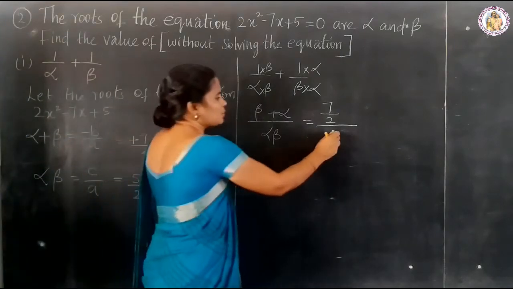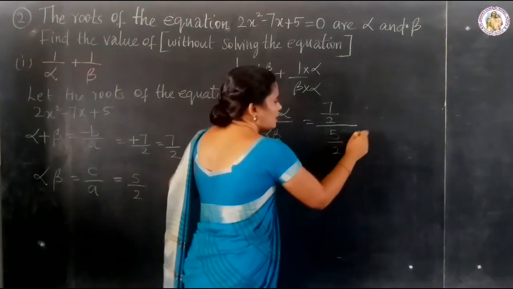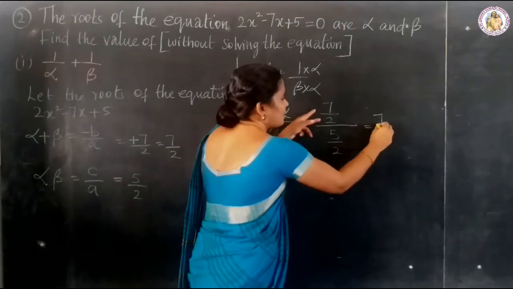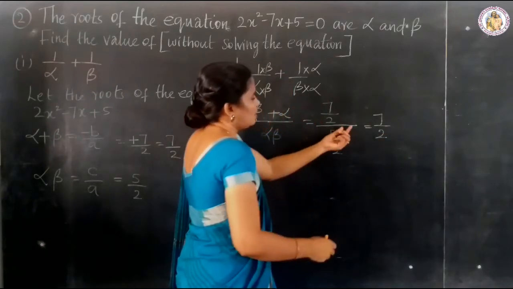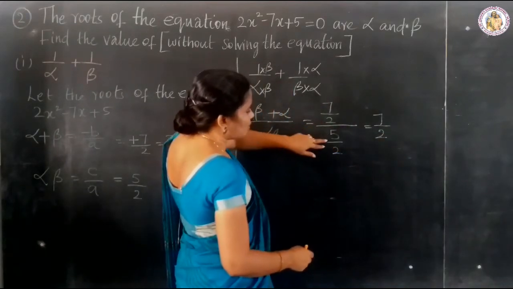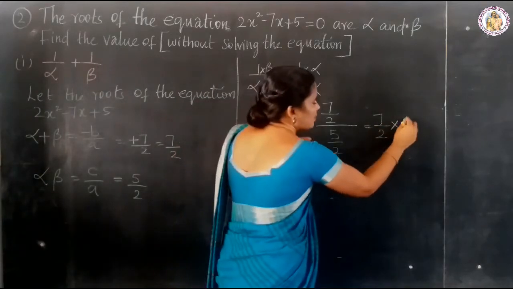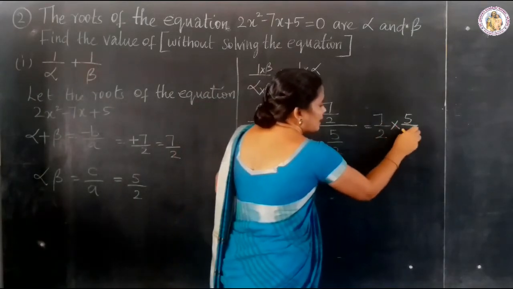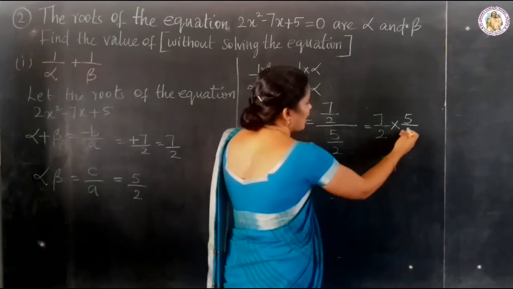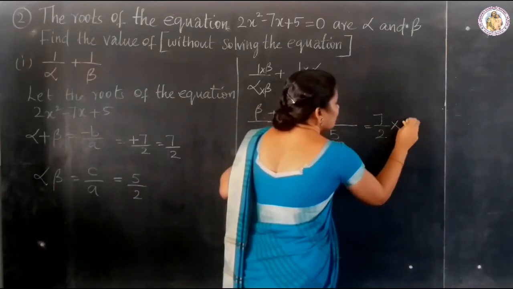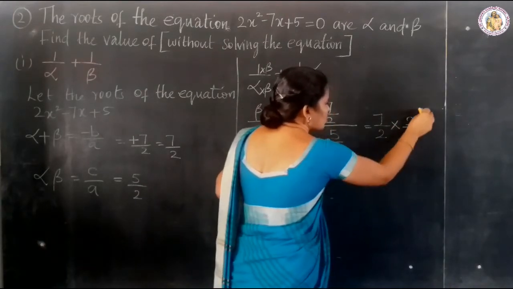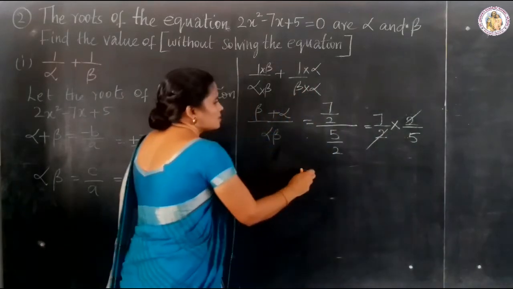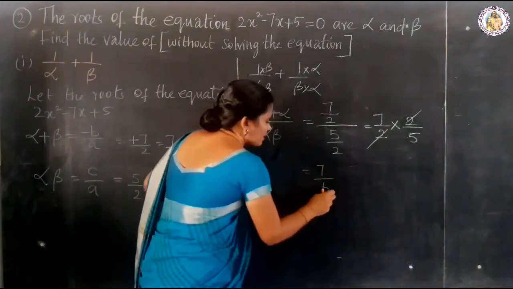So in the next step, write 7 by 2, and here we have in division 5 by 2. Now take the reciprocal and multiply, so the reciprocal of 5 by 2 is 2 by 5. So 2 cancels, and it is equal to 7 by 5.